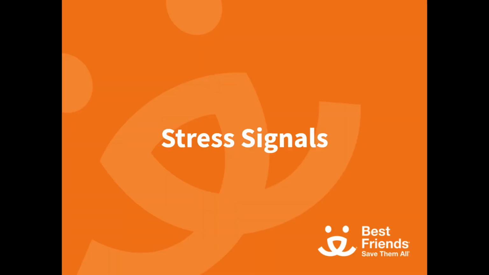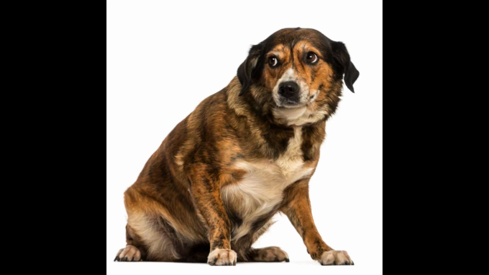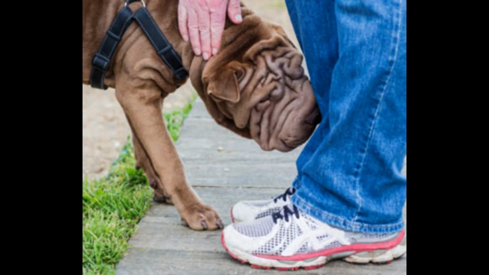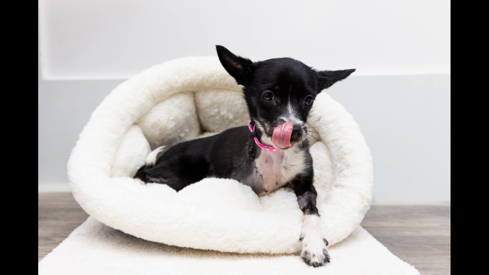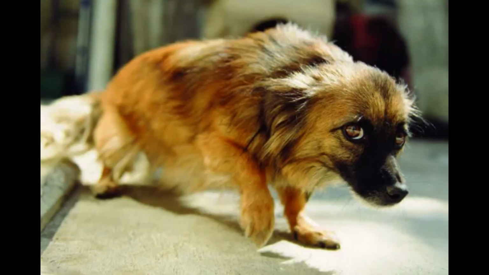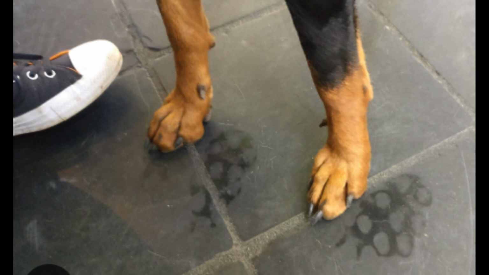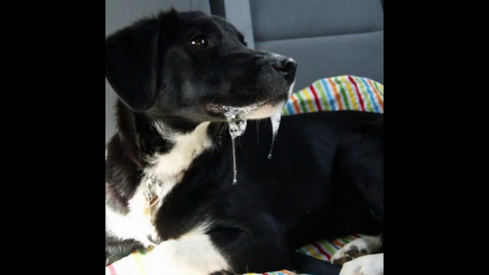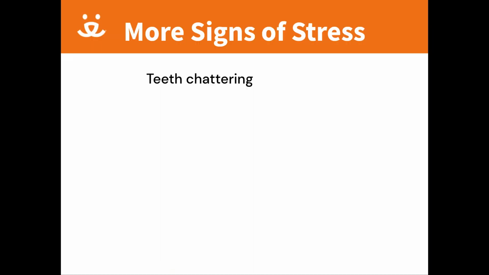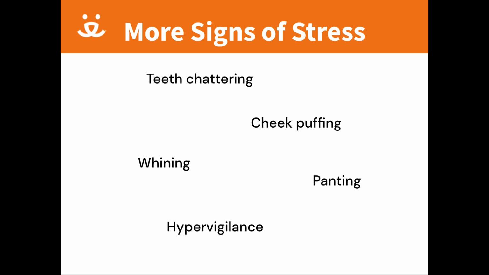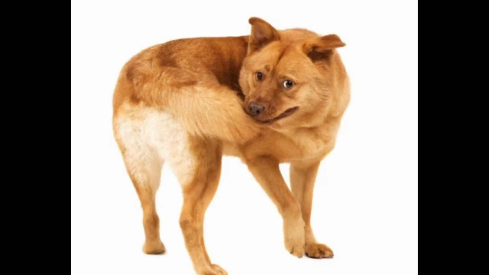Stress signals. Some observable signs of stress in dogs may be displayed through sniffing, lip licking or tongue flicking, lifting a paw, sweaty paws, extreme drooling, teeth chattering, cheek puffing, whining, panting, hypervigilance, and repetitive and obsessive behaviors such as spinning or head bobbing.